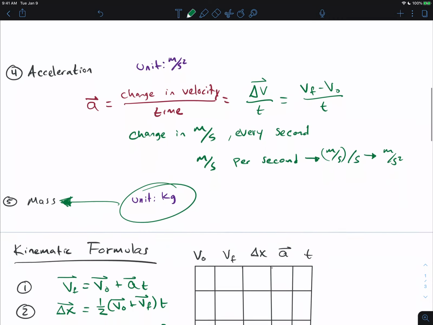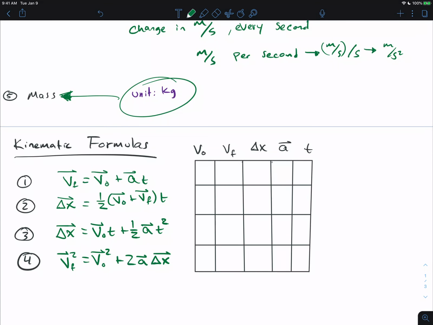So in the next video, we're going to talk about kinematic formulas. So we'll get started on that in just a bit.